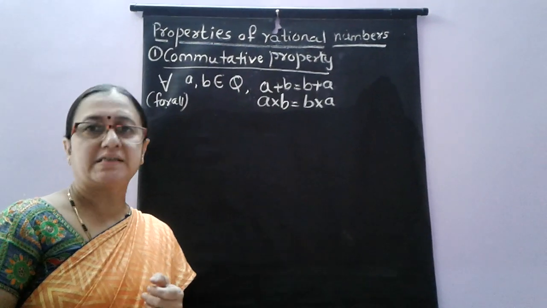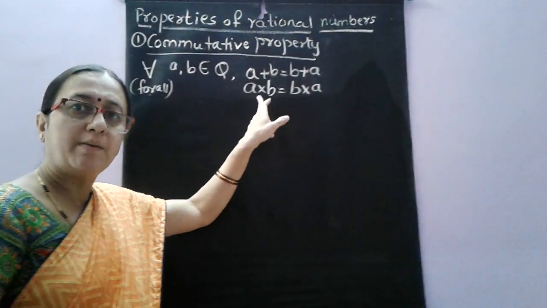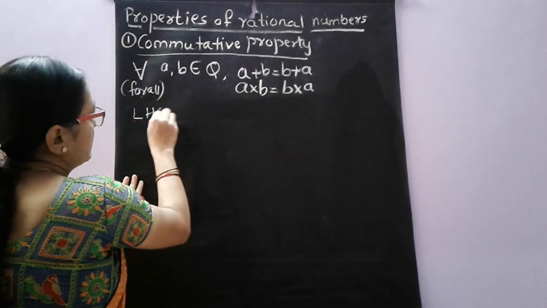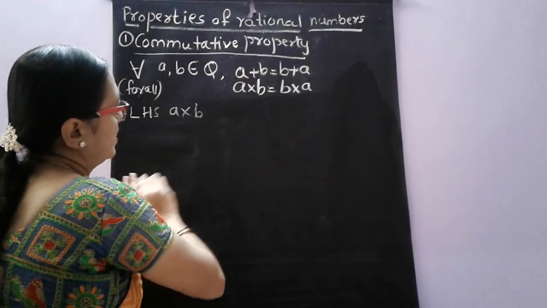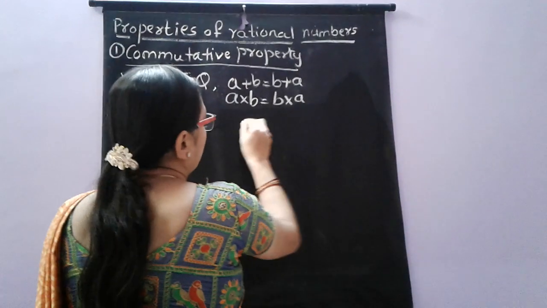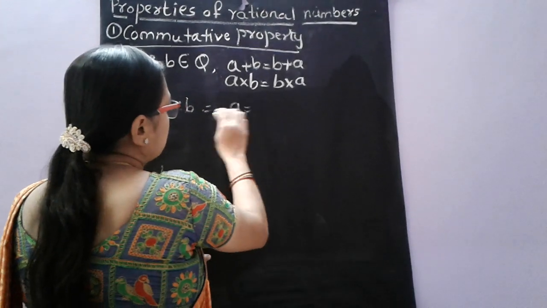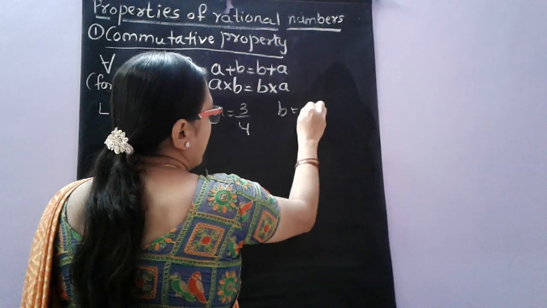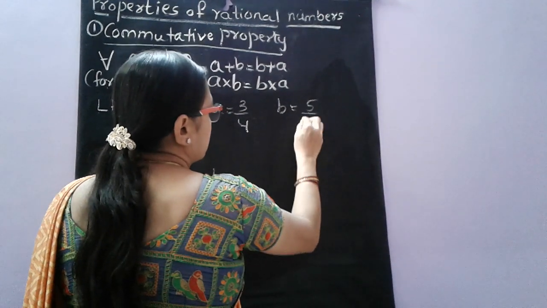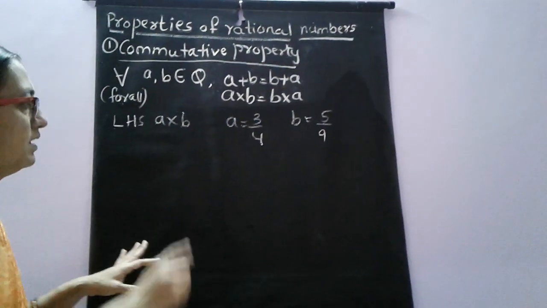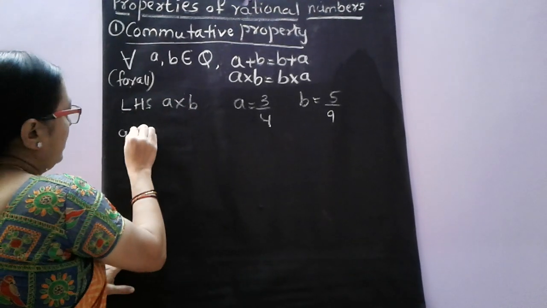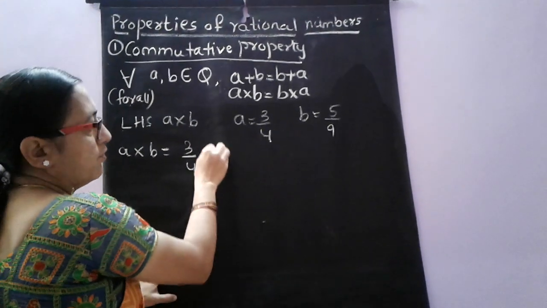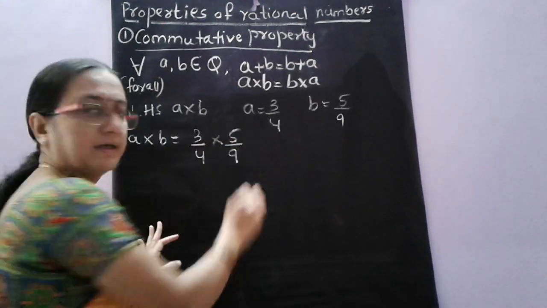Now let us try one example for multiplication of commutative property for multiplication. Okay. So again LHS A into B here. So I am taking the value of A as 3 by 4 and B as 5 by say 9. Okay. Now multiply. A into B equal to left hand side 3 by 4 into 5 by 9.